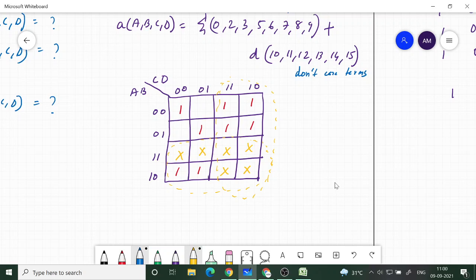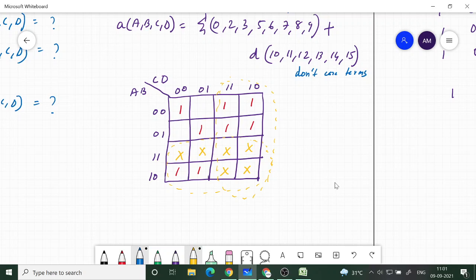Based on what you have learned about essential prime implicants, can you tell me whether those terms that will arise out of these groups, are they both essential? Are you getting my question? Hello?